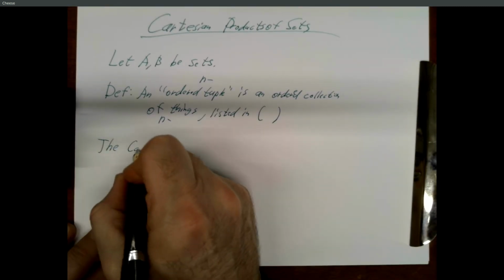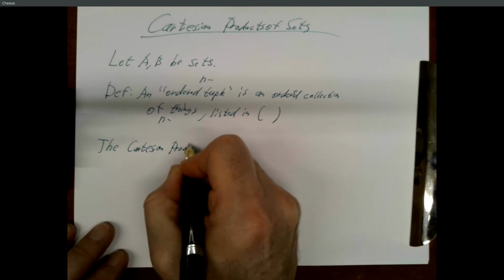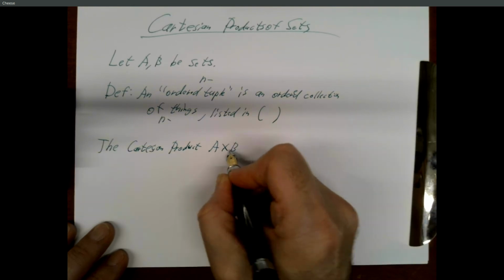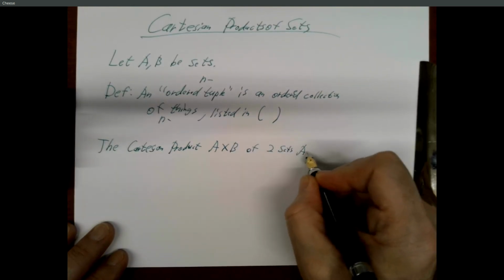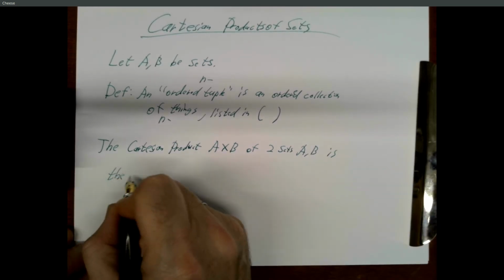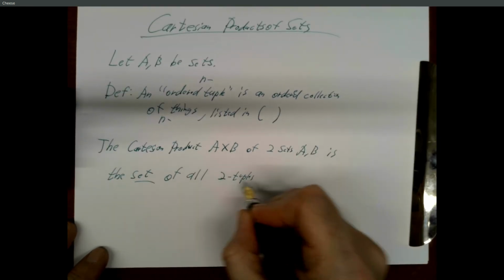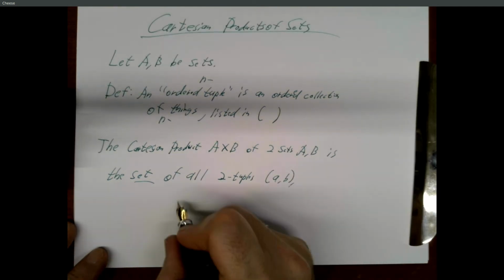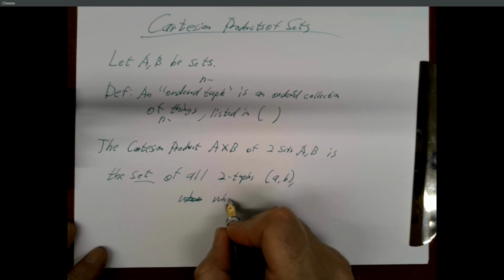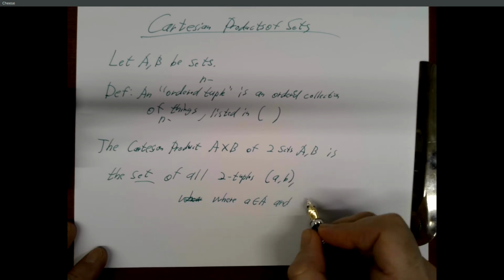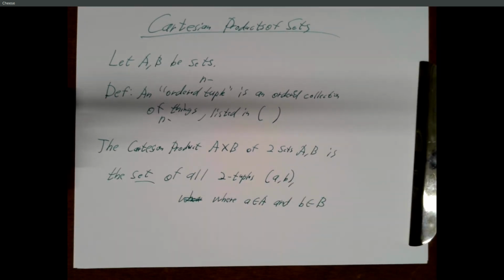So the Cartesian product, which we write as A × B, of two sets A and B is, well, it's a set of all two-tuples, (a, b), where little a comes from set A and little b comes from set B. So the Cartesian product of two sets is a new set consisting of these ordered pairs, or ordered two-tuples, of elements a, b, where a comes from the first set and b comes from the second set.